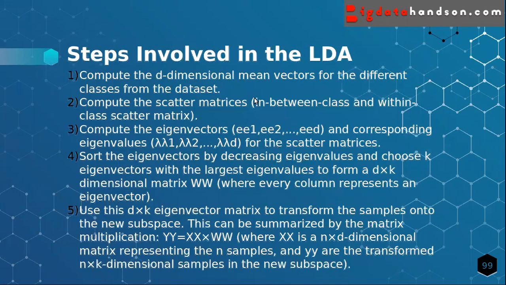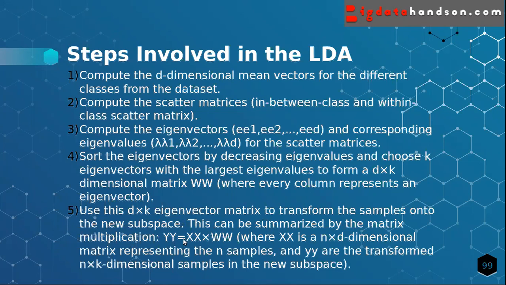So the steps involved in LDA: we have 5 steps. The first step is to compute the d-dimensional mean vectors for the different classes from the data set. Then compute the scatter matrices, between-class and within-class, and compute the eigenvectors and eigenvalues. Sort the eigenvectors by decreasing eigenvalues, and choose the k eigenvectors with the largest eigenvalues to form a d×k dimensional matrix. That's our W matrix here. Then in the fifth step, we use the d×k eigenvector matrix to transform the samples onto a new subspace.